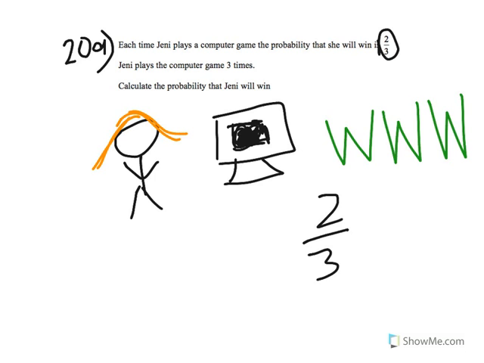So in the first game she has a 2 out of 3 probability of winning. The second time she has a 2 out of 3 probability of winning, and the third time she has a 2 out of 3 probability of winning.